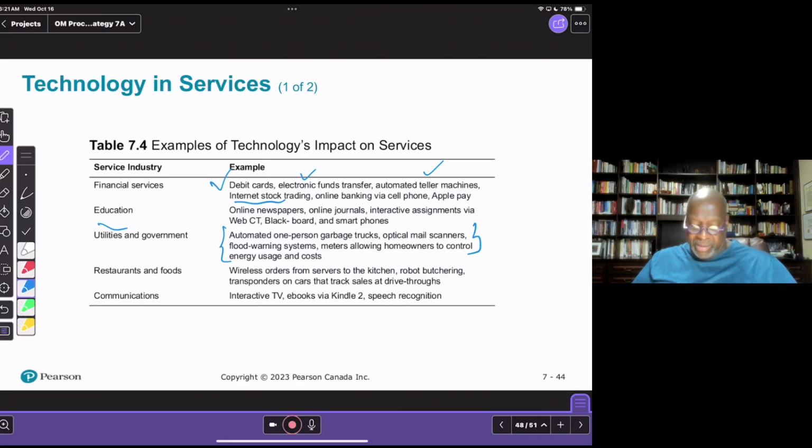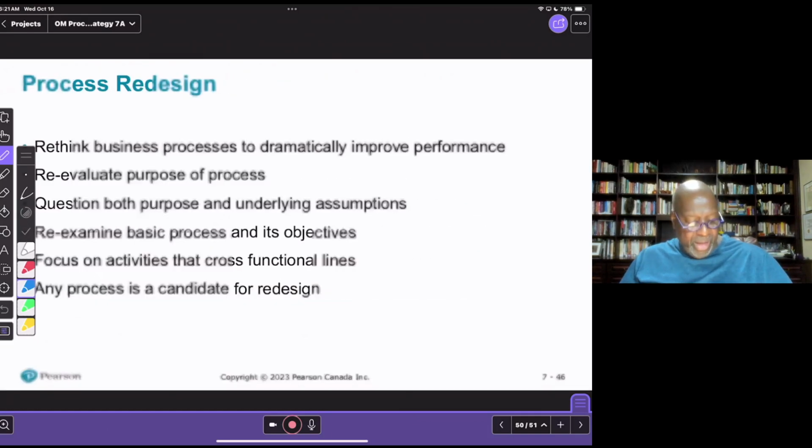You have things like mail scanners, flood warning systems, etc. Restaurants and foods, wireless orders to serve from servers to the kitchen, robot butchering of meats and so on, so transponders on cars. And then on the communication side, we have ebooks like Kindle, speech recognition, interactive TV. There's just a whole bunch of stuff that's available to us.